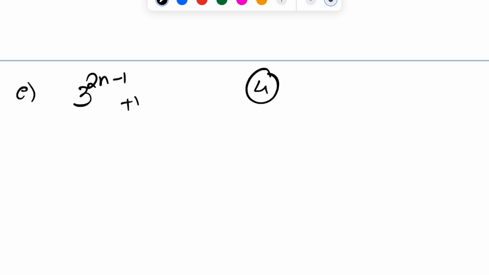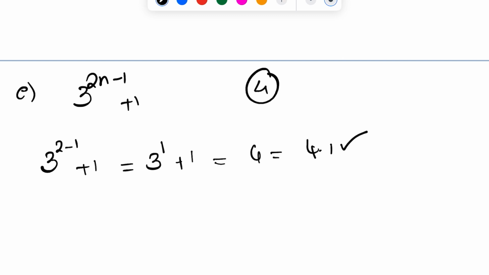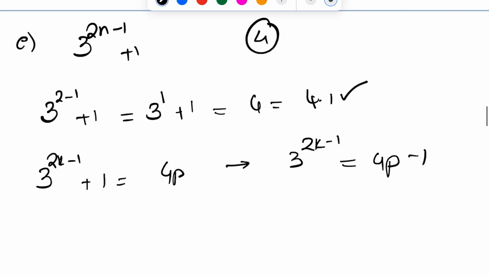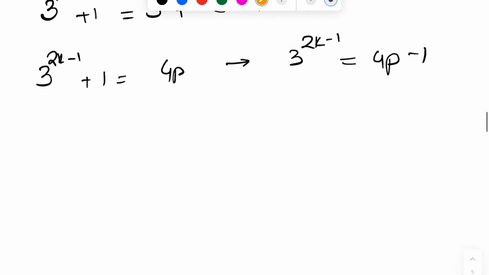Next, question number E. 3 power 2n minus 1, plus 1 is divisible by 4. So plug in 1: 3 power 2 minus 1, plus 1, which is nothing but what? 3 power 1 plus 1, which is 4. Yes, it is divisible by 4. Let us assume that it is divisible for n equals k. So it equals 4p. Make 3 power 2k minus 1 the subject. It becomes 4p minus 1. Now we have to prove that it is true for n equals k plus 1.